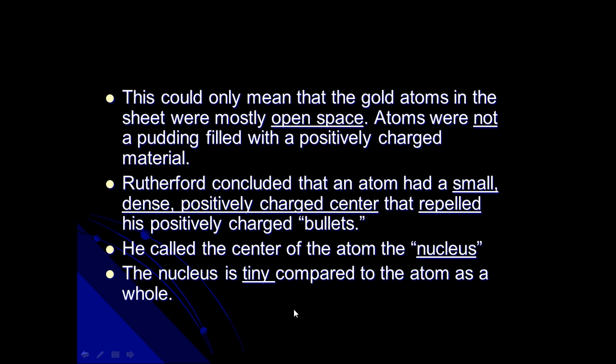He also reasons, because remember, most of the alpha rays passed through seemingly unnoticed, so here are a couple other conclusions from his work. Gold atoms and all atoms are mostly open space. Atoms are not a pudding filled with a positively charged material. He also concluded that an atom had a small, dense, positively charged center that repelled his positively charged bullet, those alpha particles. He called the center of the atom the nucleus. And it should be noted that now we know that the nucleus is tiny compared to the atom as a whole.